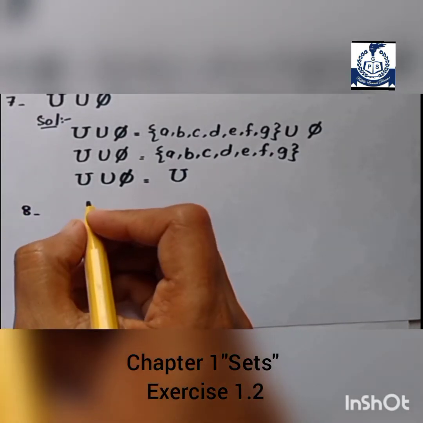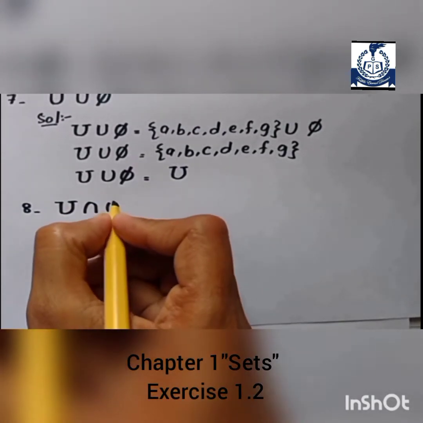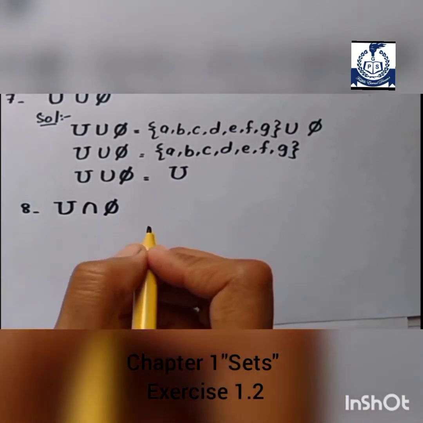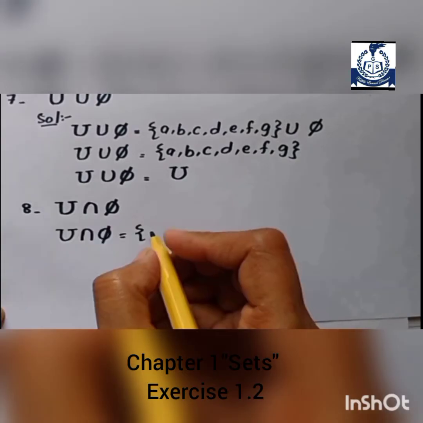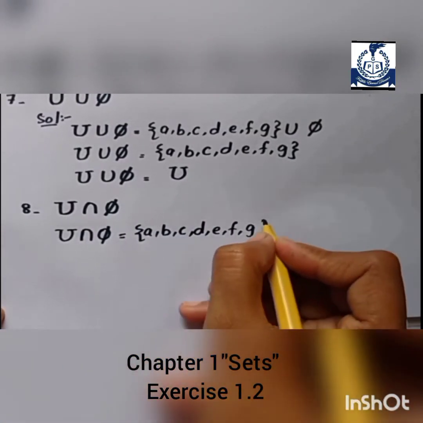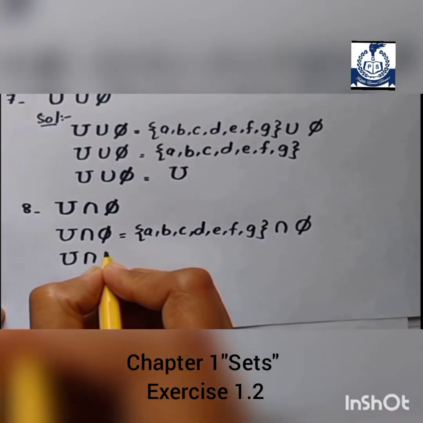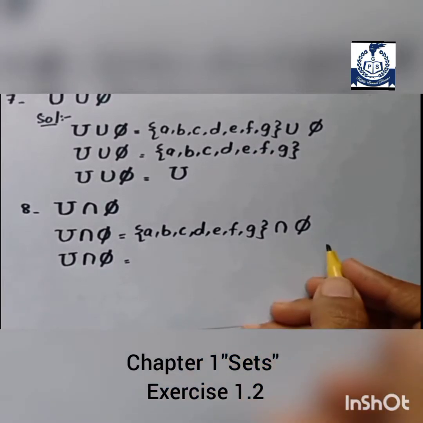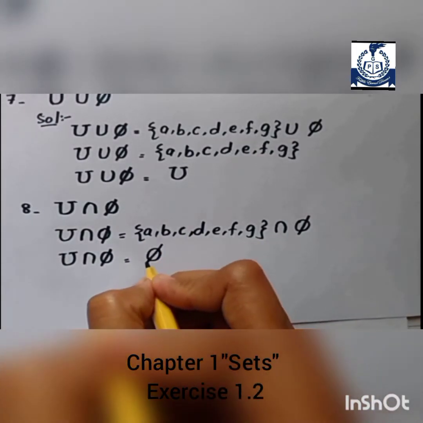Part number 8 is universal set intersection null. We have an intersection sign between them. In an intersection, we write the common element. So here we write universal set intersection null. There is no common element on both sides, so here we write null.